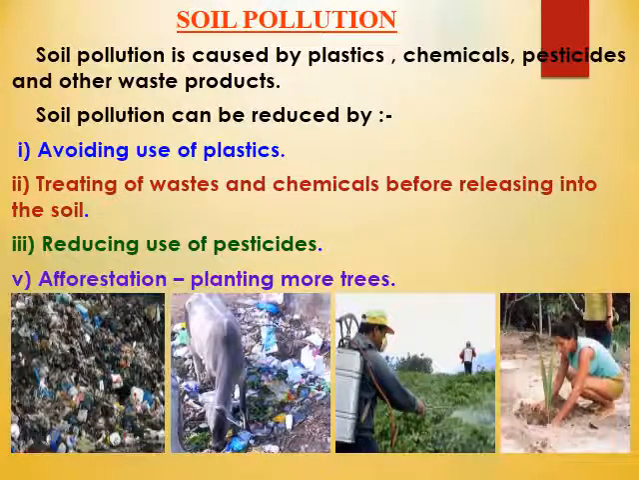When we throw non-biodegradable waste and chemical waste in the soil, we pollute the soil. This is called soil pollution. Soil pollution is caused by plastics, chemicals, also pesticides and other waste products. Soil pollution can be reduced by avoiding the use of plastics, treating of wastes and chemicals before releasing into the soil, reducing the use of pesticides and afforestation, that is planting of more trees.